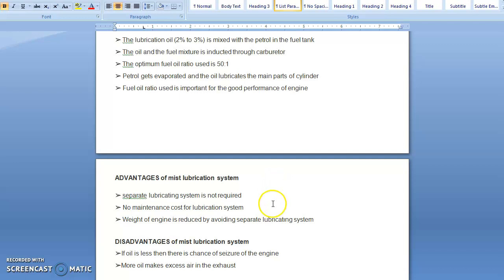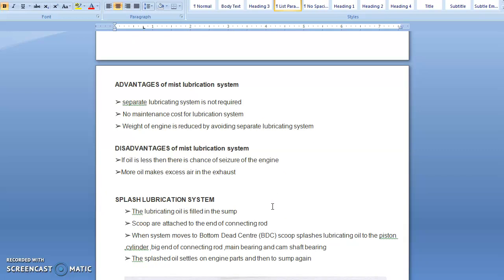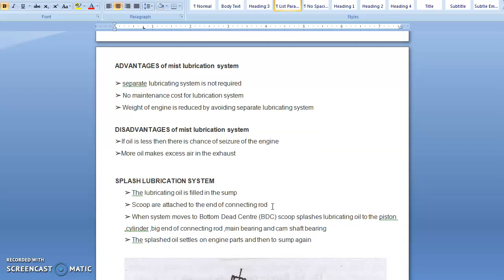Then some of the disadvantages: if the oil is less, then there is a chance of seizure of the engine. That means if the ratio is deteriorated, then it might cause some damage inside the engine. More oil makes excess smoke in the exhaust. So the percentage, the ratio, is very important. Otherwise, it can create problems.